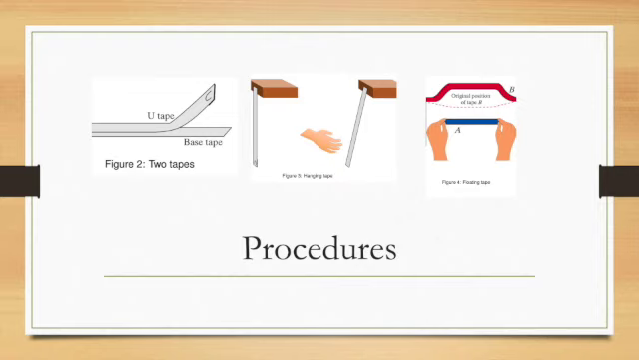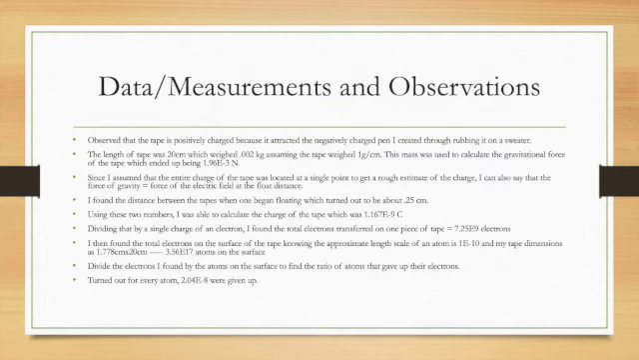Then we used two similarly charged pieces of Scotch tape and had them repel each other until one floated, and then we found the float distance. Then we used that float distance and said that the force of gravity equals the force of the electric field at the float distance to calculate the charge of the tape, which ended up being 1.167 e to the negative 9 coulombs.